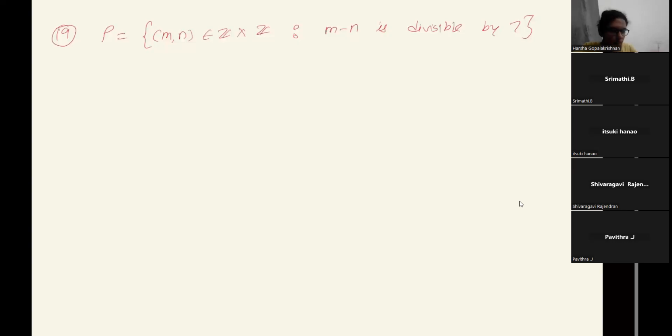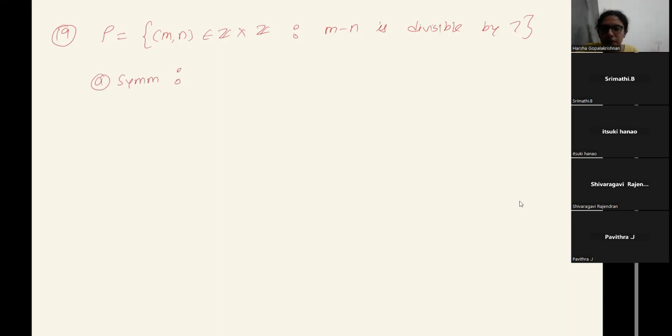Rho is the set of all (m, n) in Z cross Z. That is, rho is a relation in Z. The relation is given as m minus n is divisible by 7. So I think we have already done a similar problem. Now, is this symmetric? Okay, let's go directly to the options. The options are: rho is reflexive, symmetric, transitive, and not an equivalence relation. Let us check whether it is symmetric.